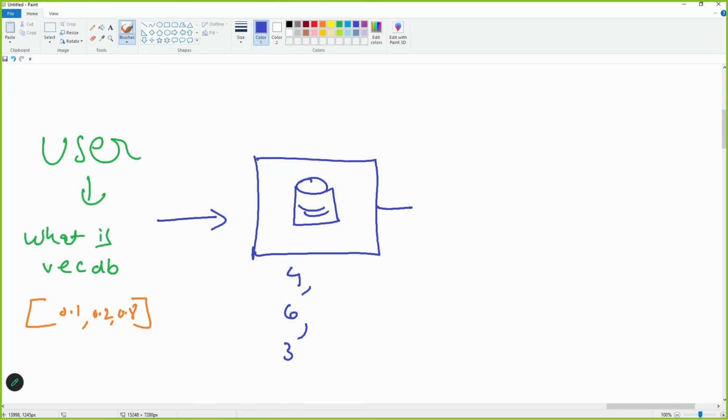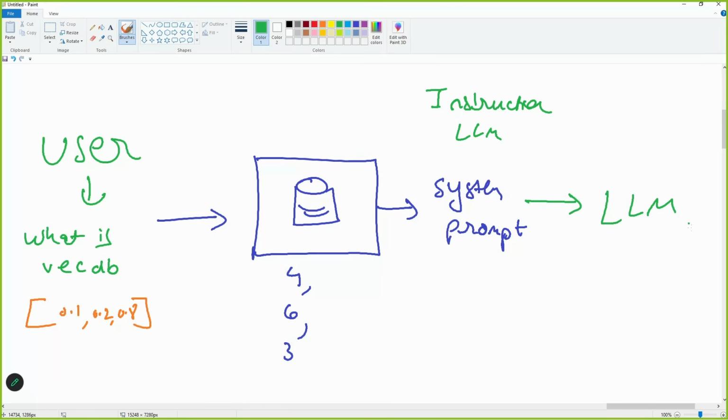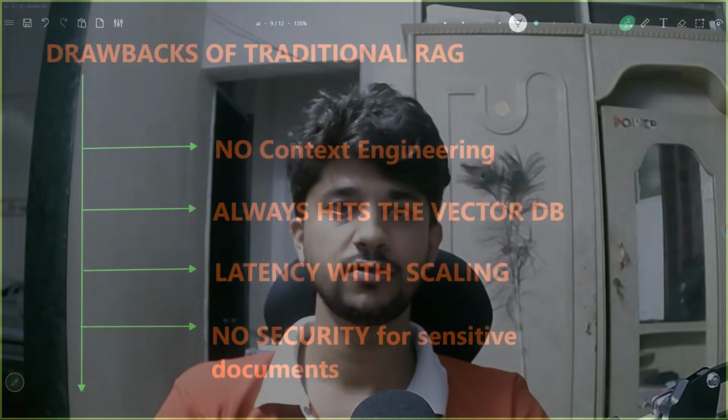Once we have the similar collections, the next step is we will have a system prompt. The system prompt is nothing but instructions to our large language model that this is how you want to behave. Then we will have the large language model, and then the large language model will give us a response. So that was all about different types of vector databases to develop these RAG systems, and I hope you have done your assignment well. Now let us go ahead and talk about the drawbacks of these RAG systems.